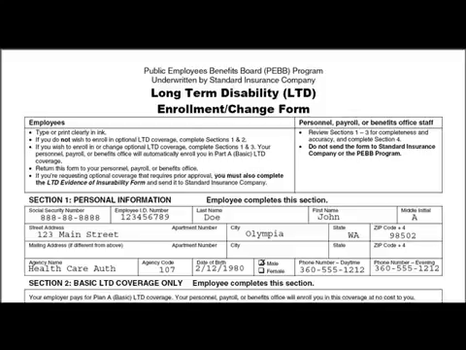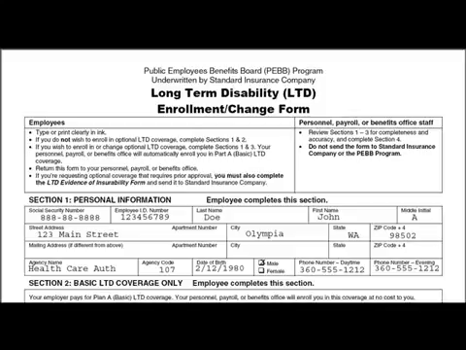Long-term disability insurance has two parts, basic and optional. The basic plan is employer paid. Your employer will automatically enroll you in the basic coverage with a 90-day benefit waiting period. The premiums for optional coverages are paid by you.